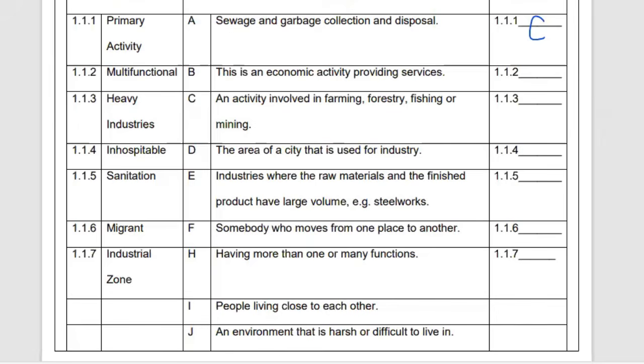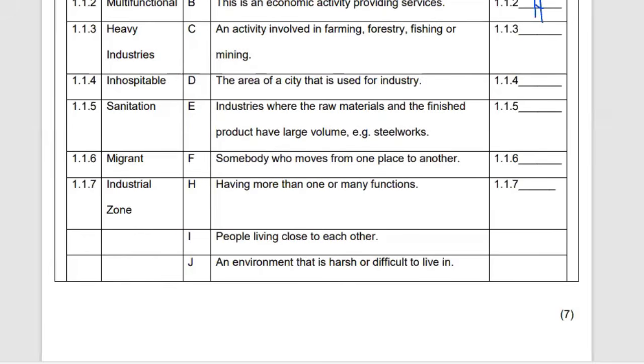Then multifunctional. Multi means many. So which one is the multifunctional description? The correct response for multifunctional is H, which says having more than one or many functions. Remember, multi means many. So multifunctional means it has more than one or many functions, which is H.